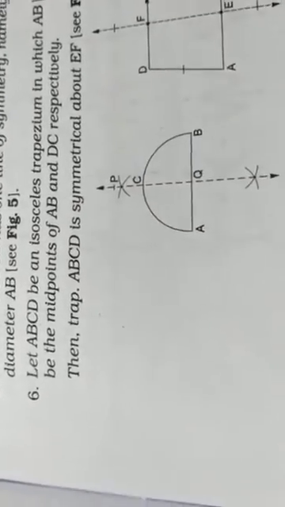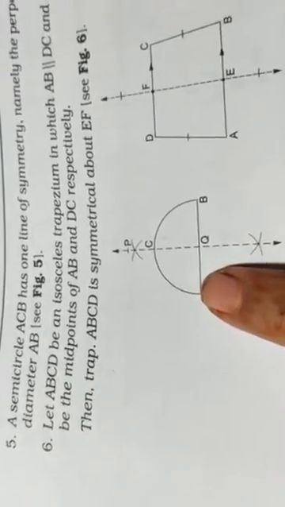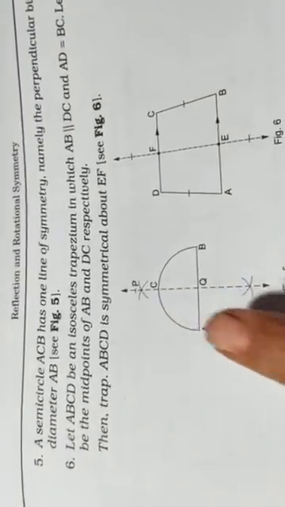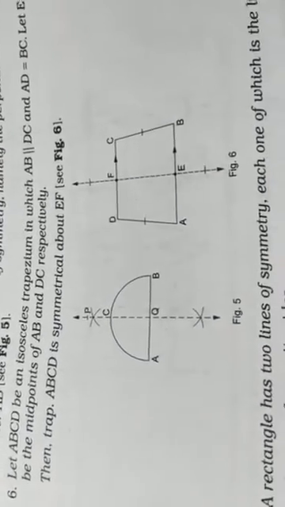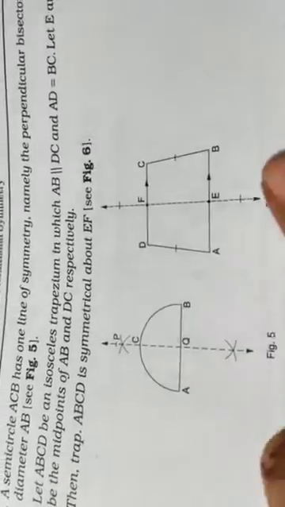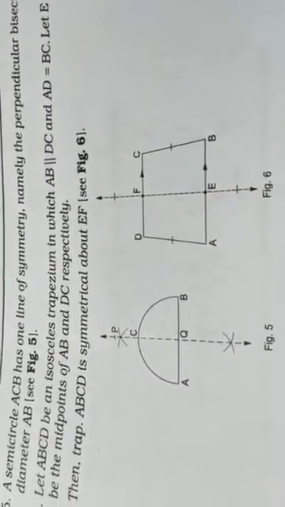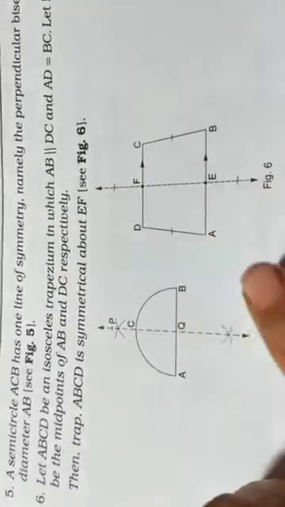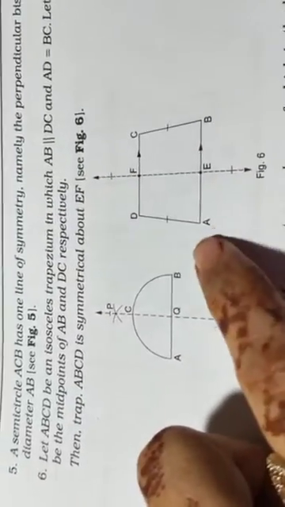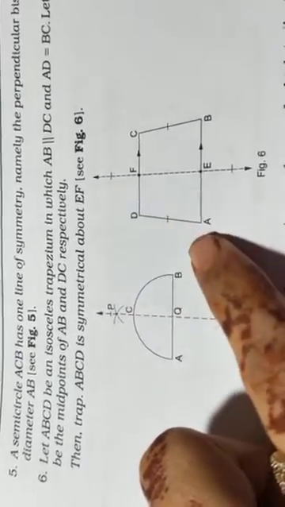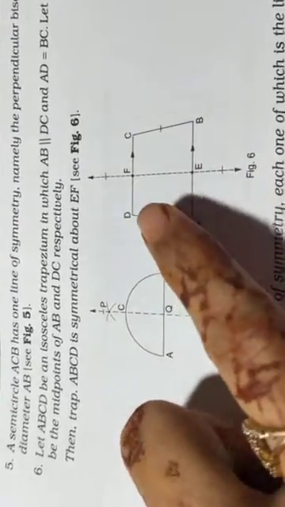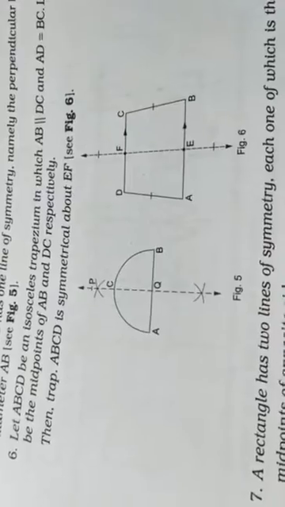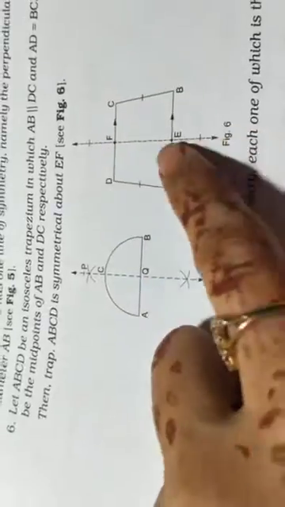A semicircle is symmetrical about the perpendicular bisector of its diameter AB, done in standard 6 also. ABCD is an isosceles trapezium in which AB is parallel to DC and AD is equal to BC. Non-parallel sides are equal, then it is an isosceles trapezium. In this, E and F are the midpoints of AB and DC respectively. Then trapezium ABCD is symmetrical about EF.